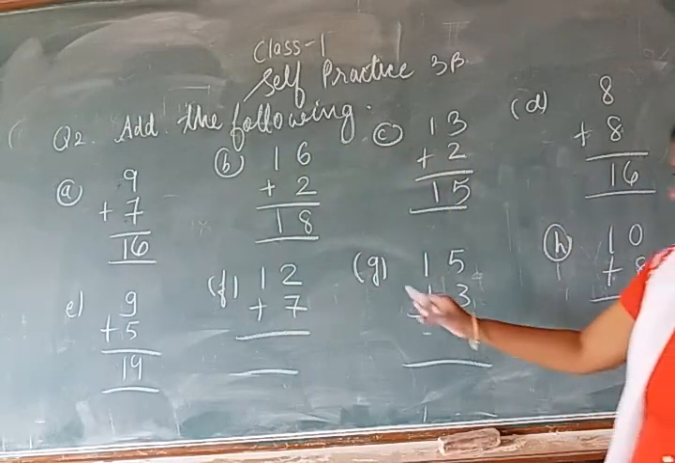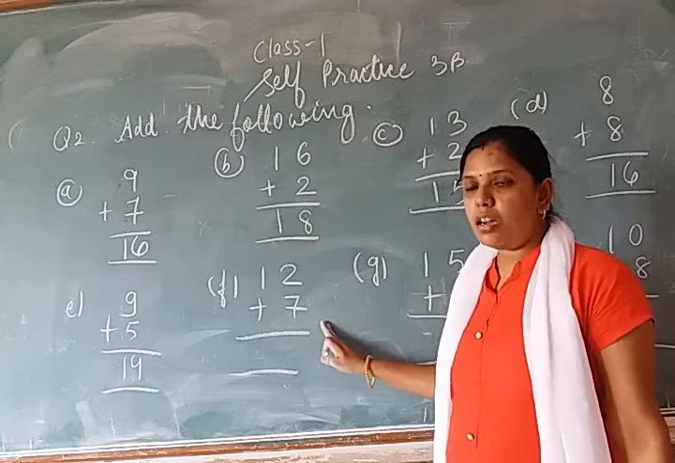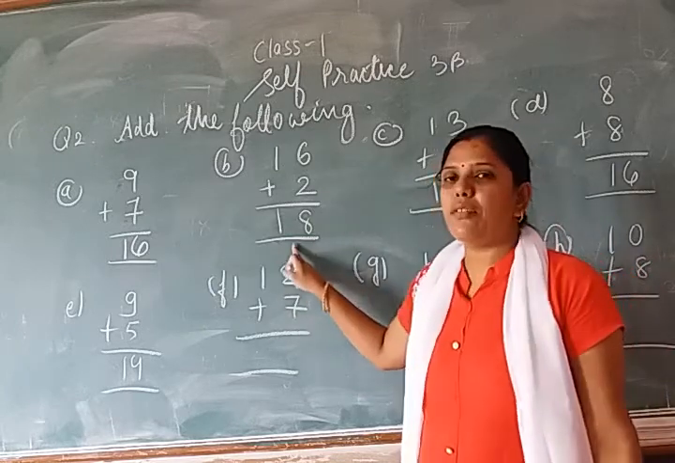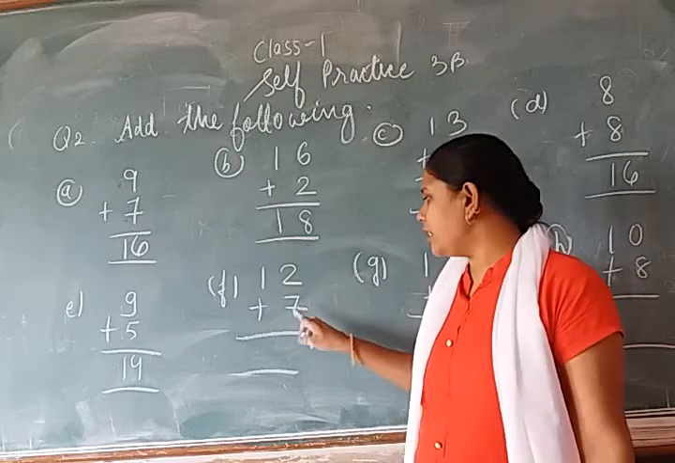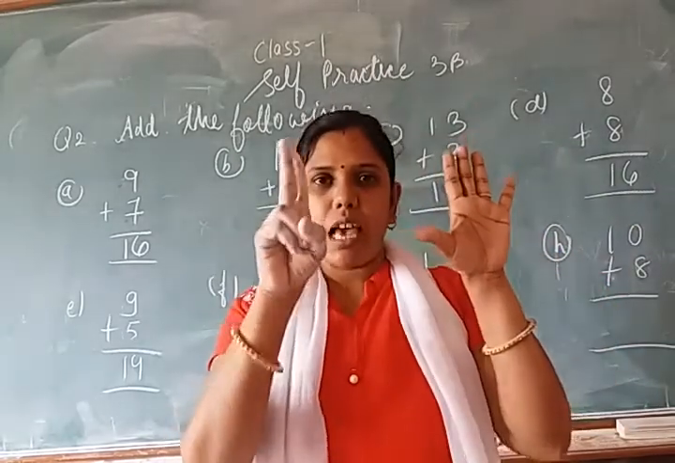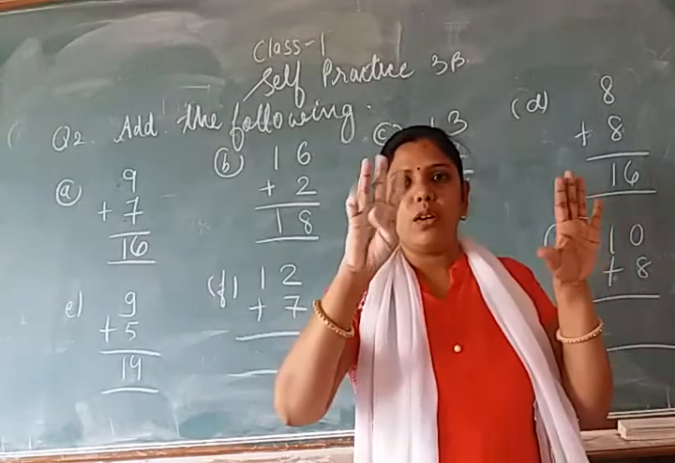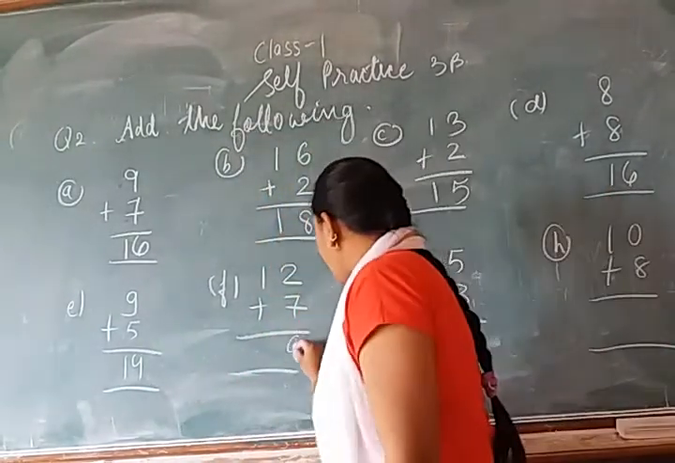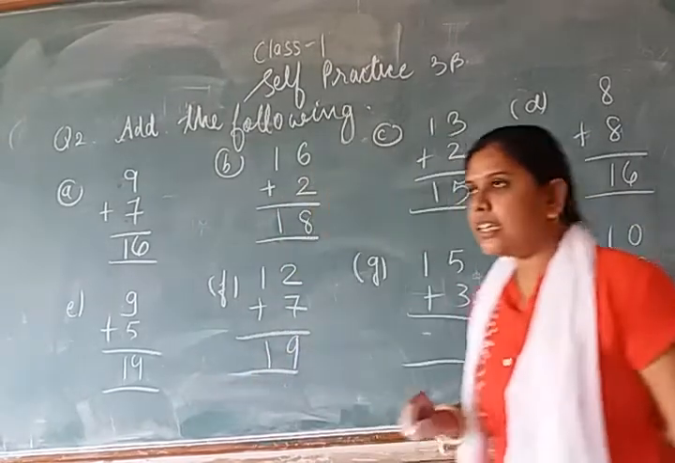Now 2 digit number and 1 digit number. So first add digits at ones place. So ones place digit is 7 plus 2. So 7 plus 2, 5, 6, 7 and 2, 1, 2. So 9. And 1 will be as it is.